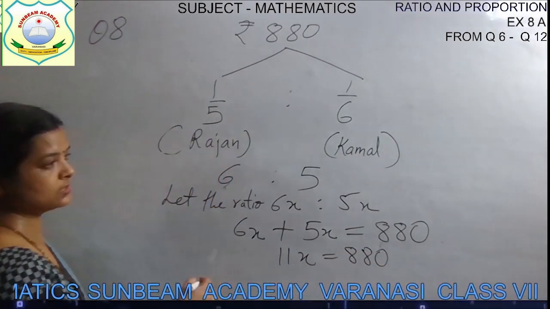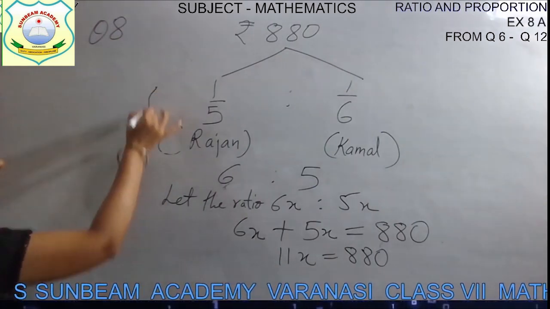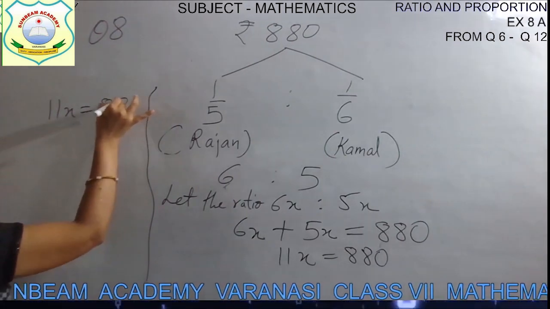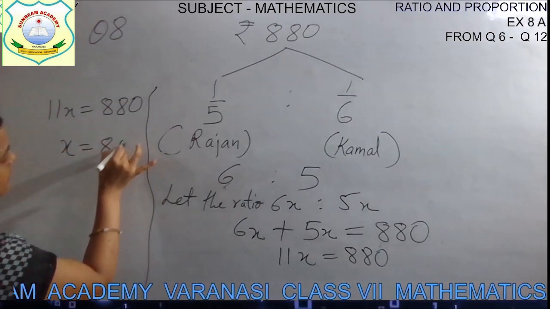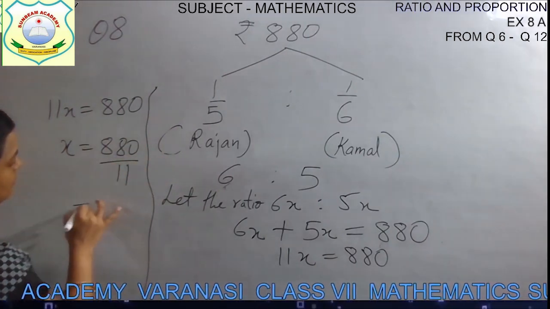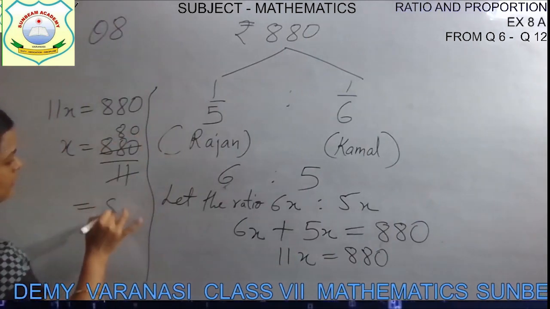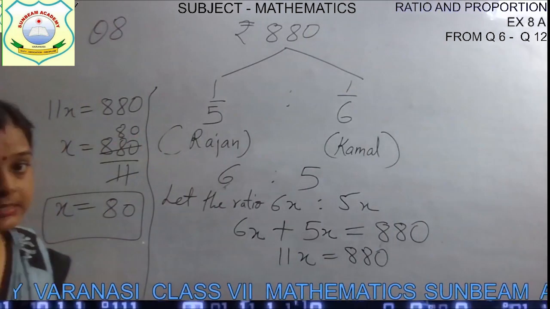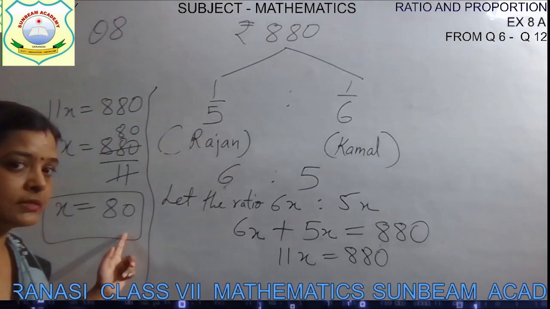Now let's solve it. Where should I solve? I am solving here. That 11x is equal to 880. Okay. So x is equal to 880 by 11. So x is how much, children? 11 8s are 88, and 0 will be there. So x is equal to 80. But they are not asking what is x. Just now we have found that the value of x is 80.